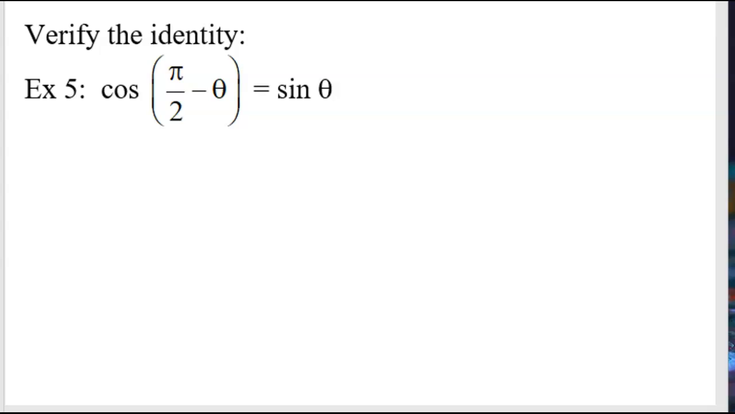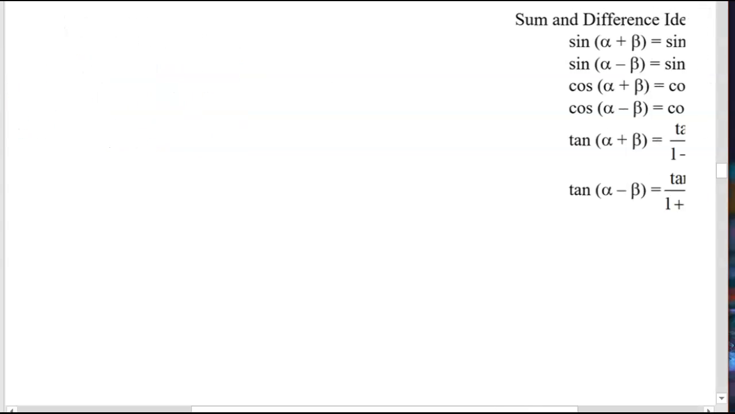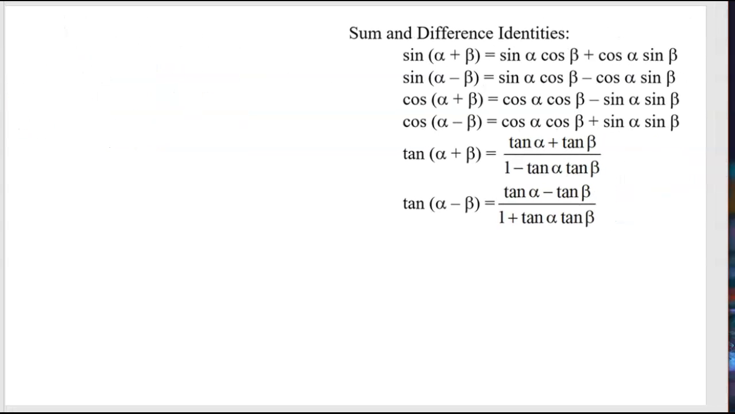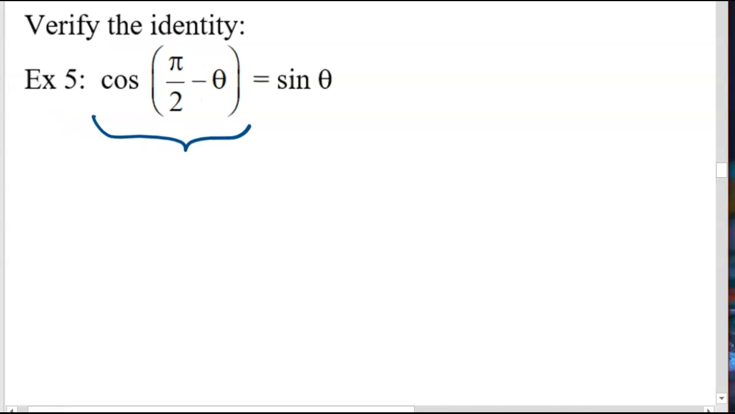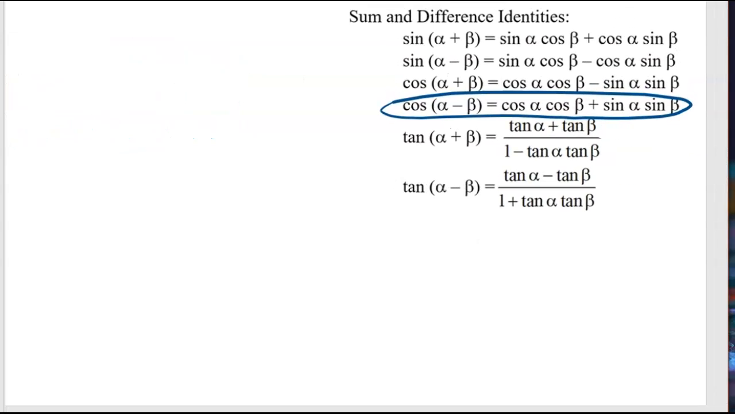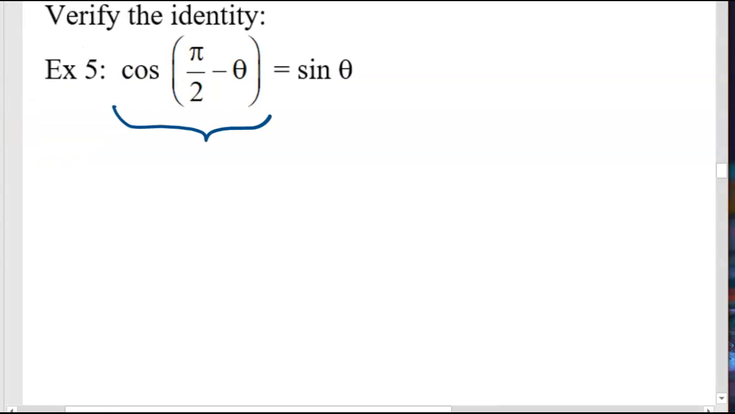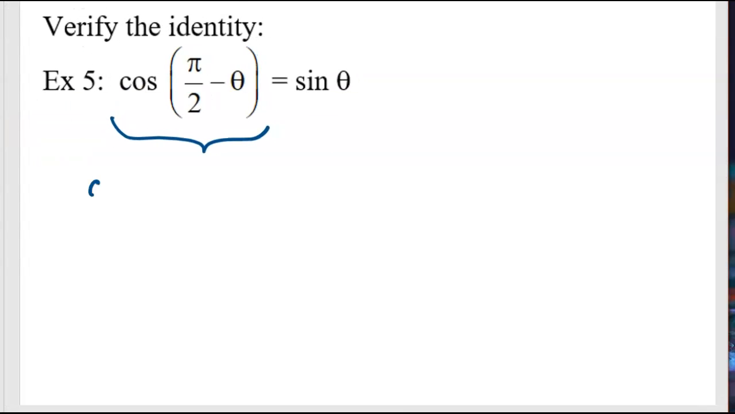So cosine of pi over 2 minus theta, I want to verify. I want to actually show or prove that this value must be the same as sine theta. So I see cosine of a difference of angles. So I'm going to go to my formulas. Cosine of a difference. So I'm going to apply this formula. So alpha and beta are pi over 2 and theta. Just to remind you that when you see cosine of a difference, that's going to be cosine, cosine plus sine, sine. So remember, the proof begins with rewriting the more complicated side.